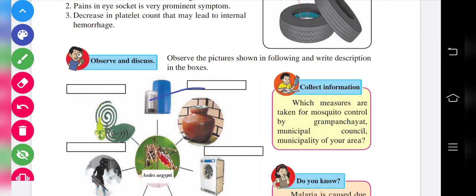There is an old water instrument stored here. What do you observe in this picture? A mosquito is there.